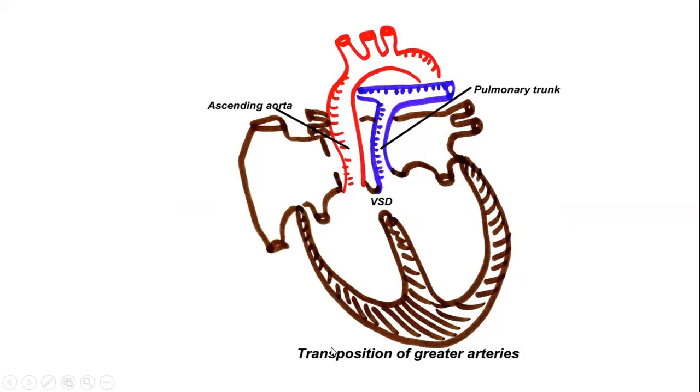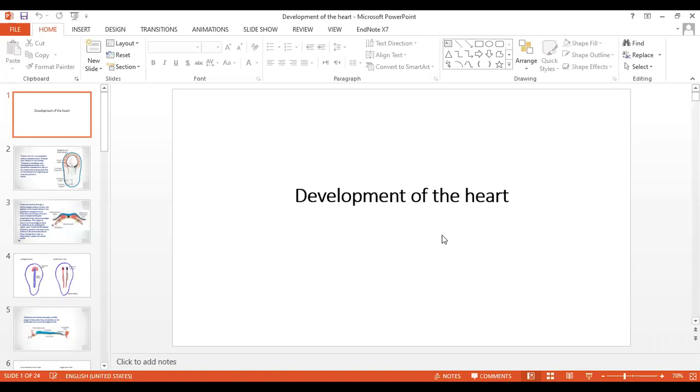This is called transposition. Transposition means reversing of the great arteries. So transposition of the great arteries is where the aorta begins from the right ventricle and the pulmonary trunk begins from the left ventricle. So all these are some of the defects, as well as the brief introduction to the development of the heart. If you have any doubts regarding this, you can ask me now.